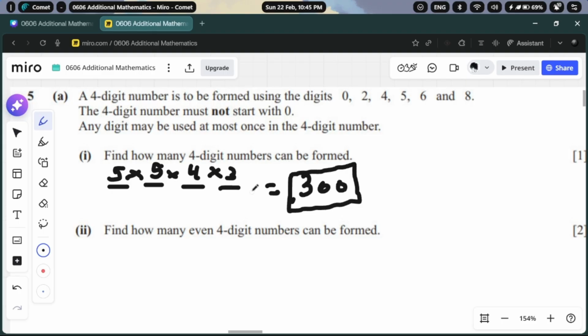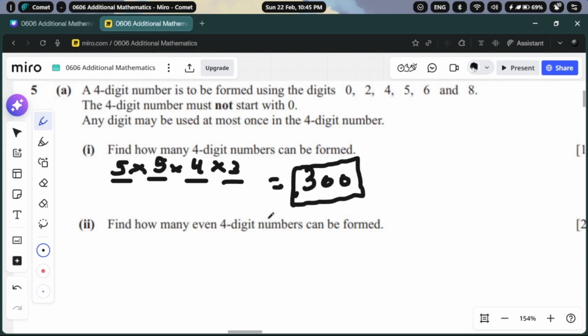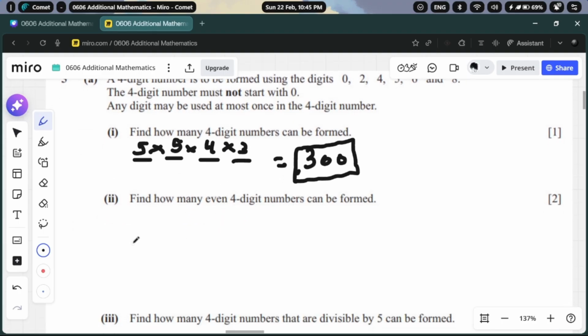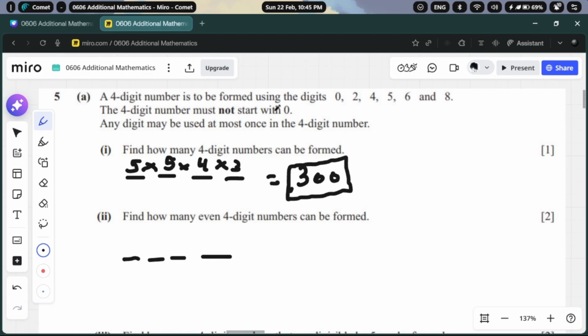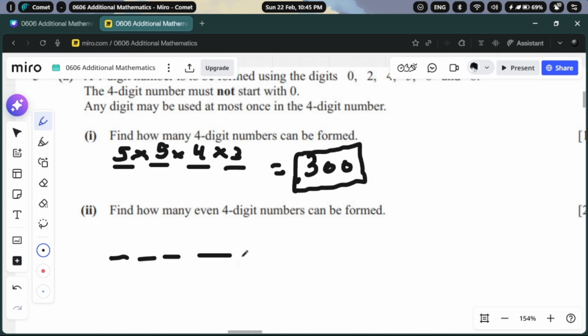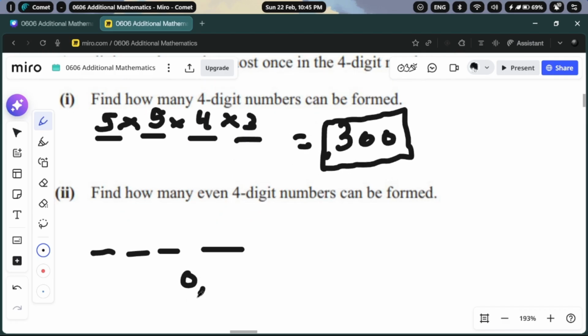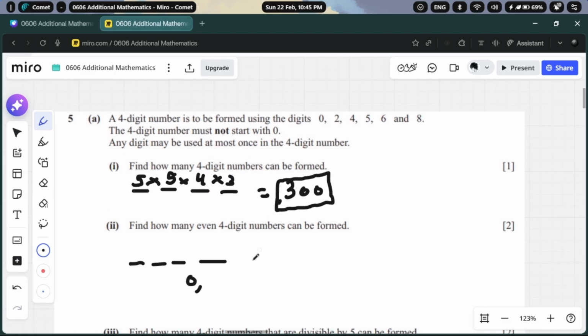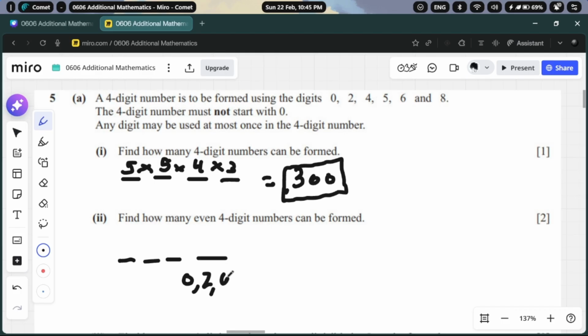Now, find how many even 4-digit numbers can be formed. So once again, make a rough diagram. Now, again, you cannot start with 0, so make sure you keep that in mind. Now, if it's an even 4-digit number, it can either end with 0, or it can end with 2, or 4, or 6, or 8.